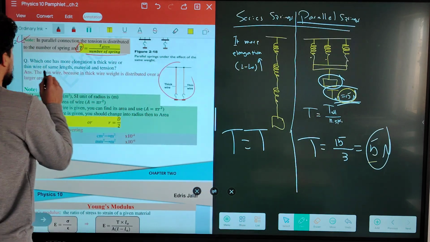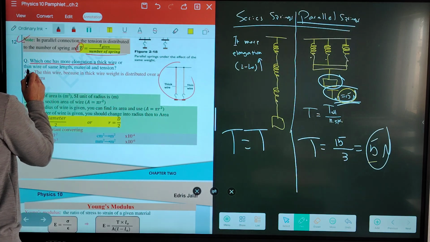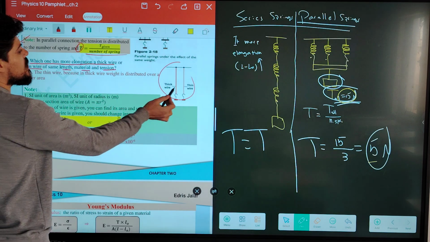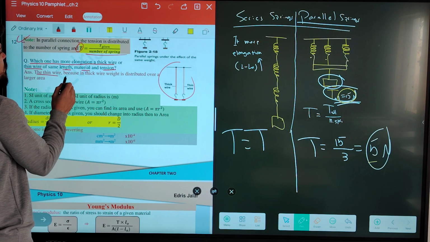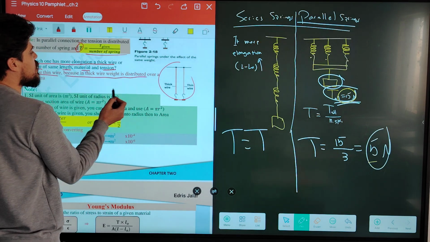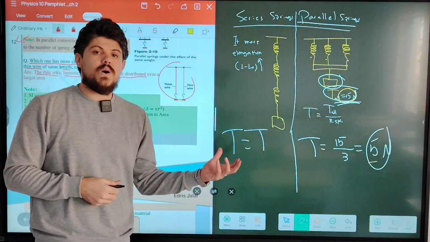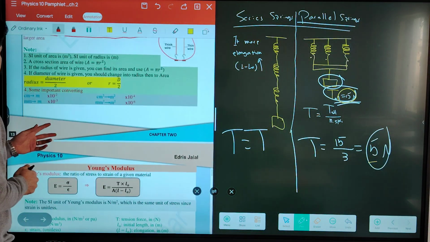Look at this question, guys. Which one has more elongation? A thick wire or a thin wire of the same length, same material, and same tension? Absolutely, the thin wire has more elongation. The thin wire has more elongation. Why? Because the thick wire's weight is distributed over a large area. The weight and the tension of the thick wire are distributed over the large area of the cross-section of the wire.